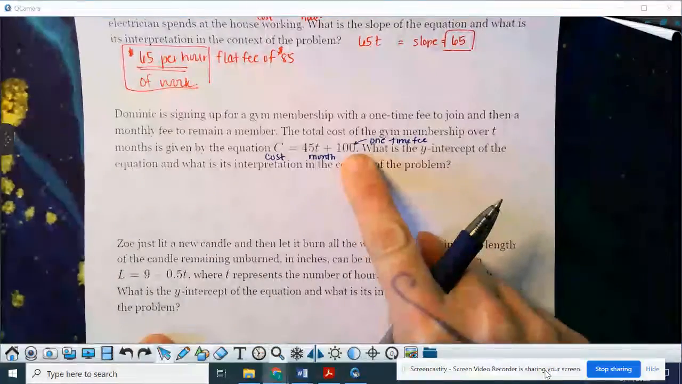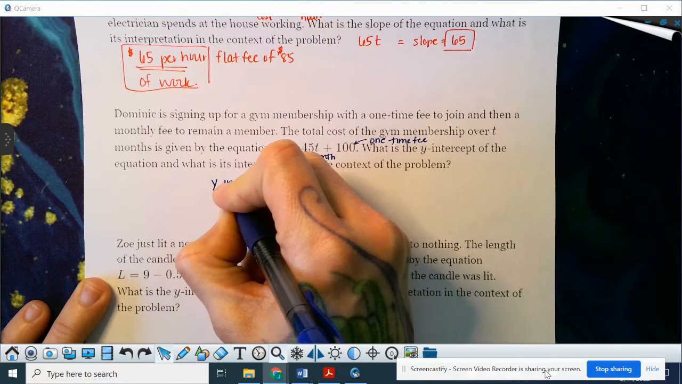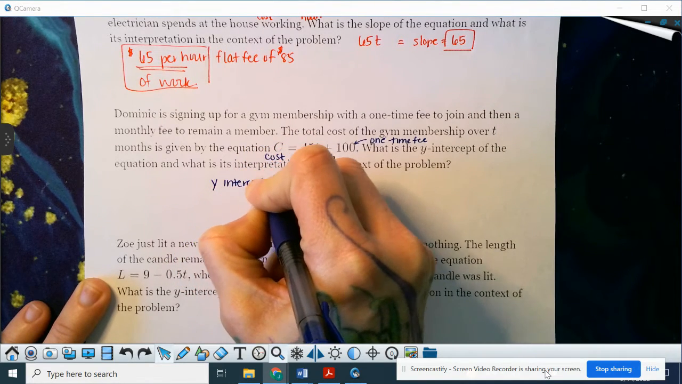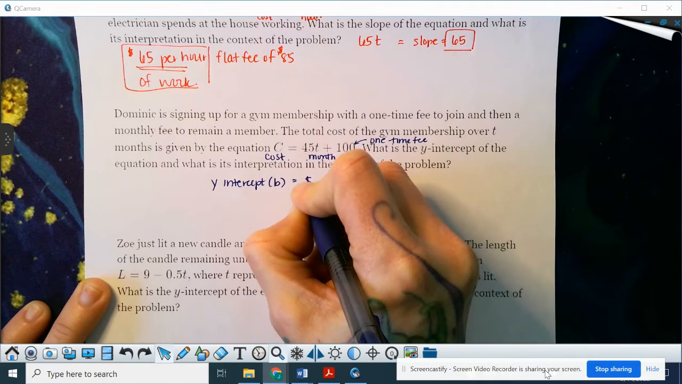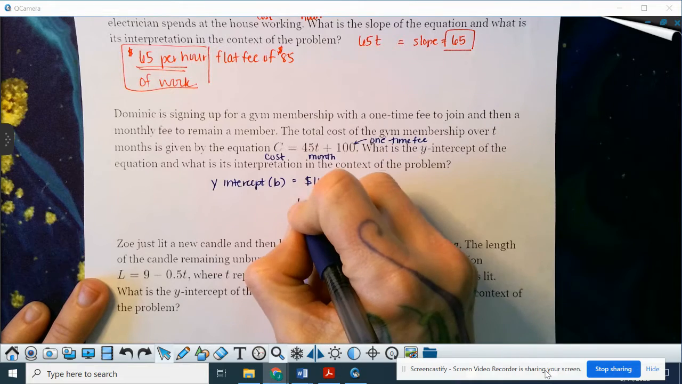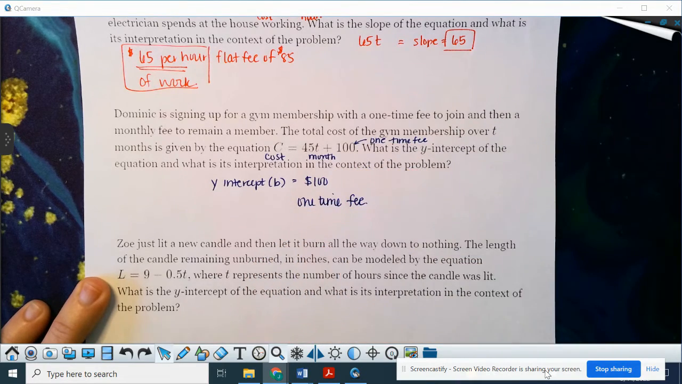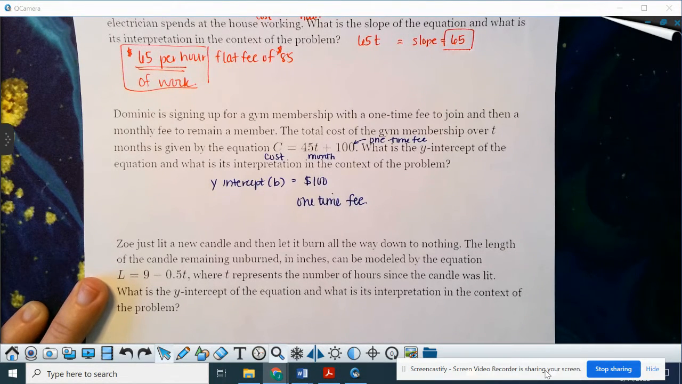So y-intercept, remember, is the constant, so the number without a variable. So our y-intercept, or b-value, is $100. And what is this in context? That is going to be the one-time fee. And as I always say, the non-negotiable, you're not going to get out of it. As soon as you walk in there, if you want a membership, you are going to pay that fee. And obviously, with gyms and things, they run specials. But for the purpose of the equation, that constant will be a fee that is charged at all times.